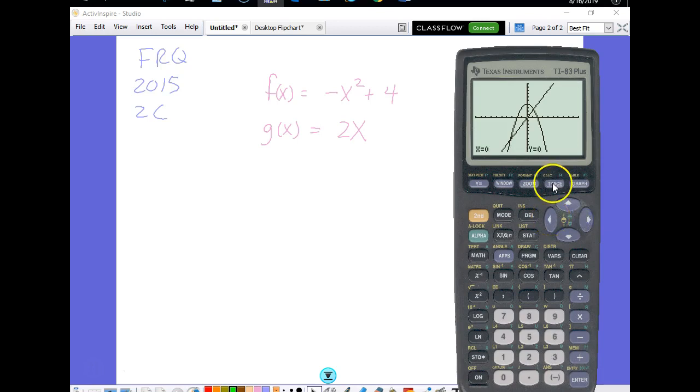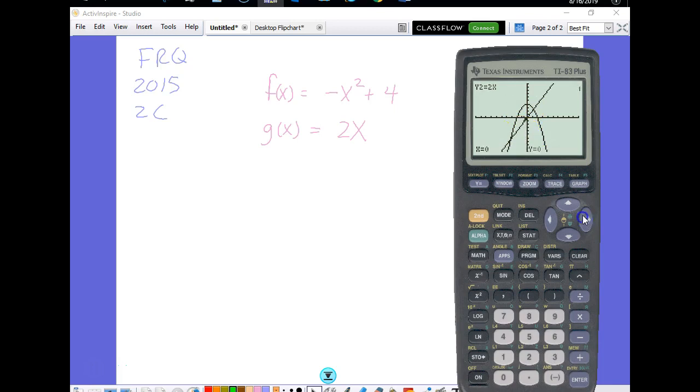Go ahead and push trace. And now look up in the corner. It says y1 is negative x squared plus 4. Look at the dot. Which curve is the dot moving on right now? That's negative x squared plus 4. So now I know that it's the curving one that is negative x squared plus 4. If I push down, it jumps the cursor to the other function.